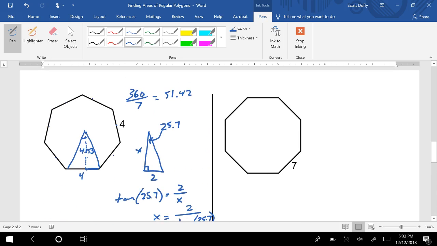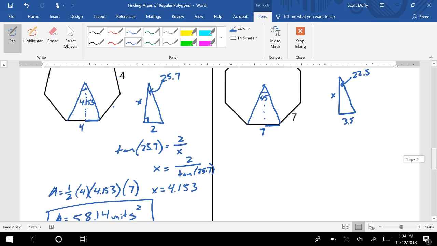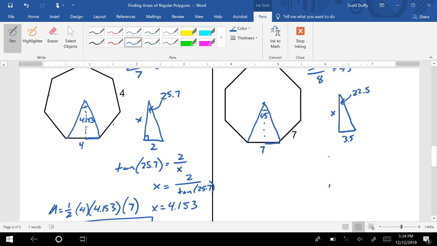Same method here. I'm going to use trigonometry again. I find it to be a little bit quicker. So I know there's going to be 8 of those, 7 is the base, and that would be 45, because 360 divided by 8 equals 45. If I cut that in half, half of 7 is 3.5. Half of 45 is 22.5. I need to find my adjacent side, so I'm going to use tangent again. As you guys can see, I'm using tangent every single time.